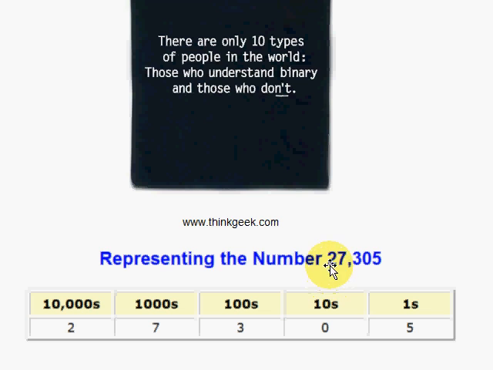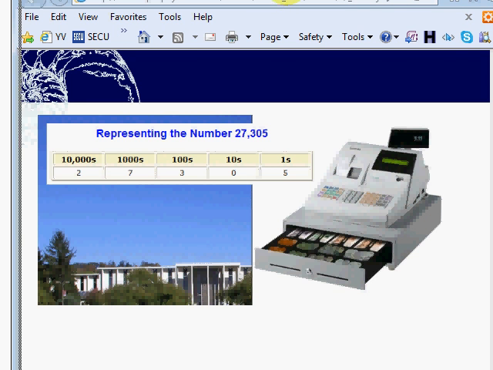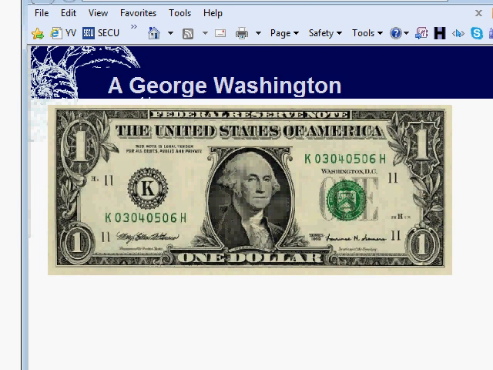If we have a number like this, 27,305, you can think of this as a cashier register, where to give you this amount of money, I would give you 5 singles, no tens, 3 hundreds, 7 thousands, and 2 ten-thousands. The decimal system is built this way, and if we go to a cashier register here and look at the denominations, we have George Washington on the $1 bill, and let's pretend the next denomination is 10 times that. That's how the decimal system works.